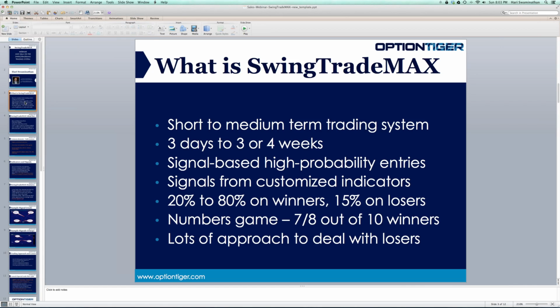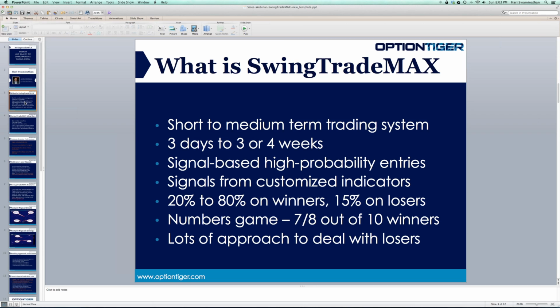In general, as a game plan, what you should expect is out of 10 trades, we're going to get about 7 to 8 winners. And on those winners, we're going to make anywhere from 20% to 80% profit. So if it's a $10,000 trade, a 20% profit is going to be 2,000, and 80% profit is going to be 8,000. And we will, of course, have losing trades because there is no perfect system.